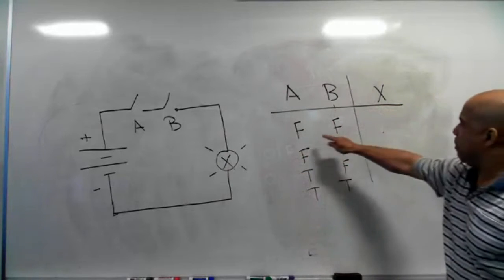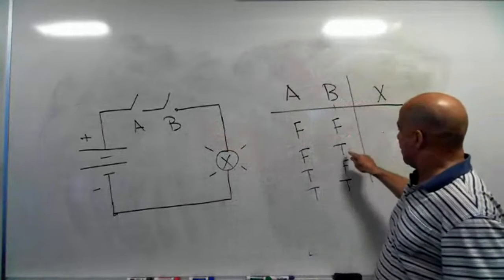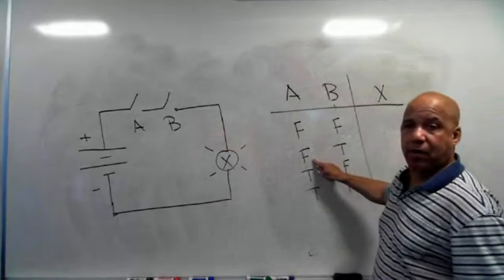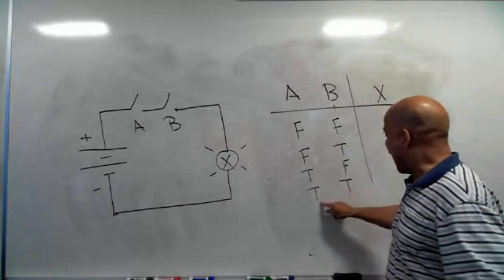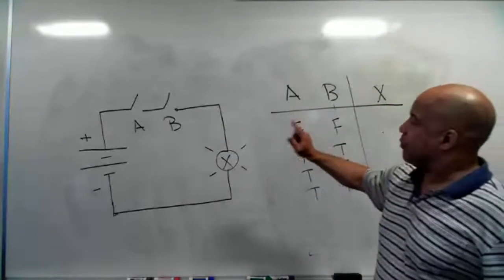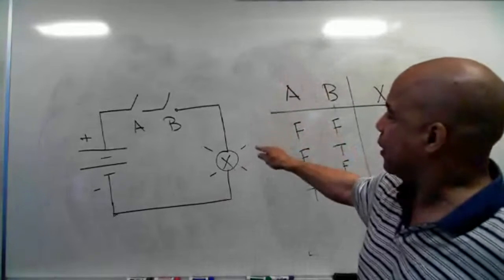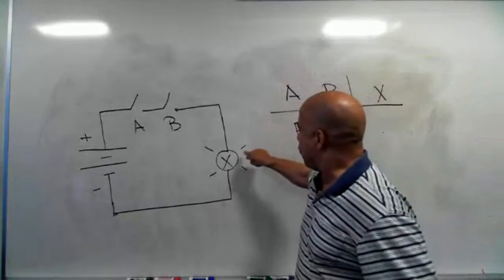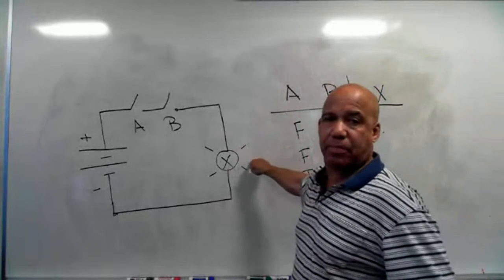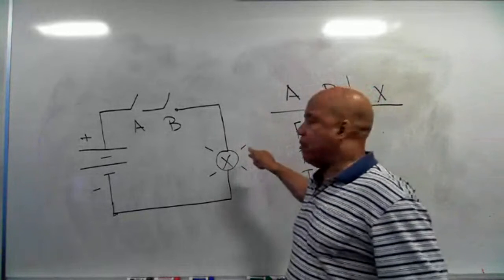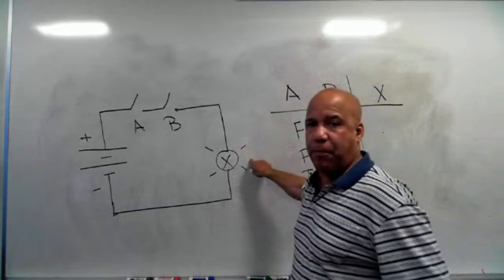All right, so both switches can be open like they are right now. That's this condition. Maybe I close B and open A, or maybe I'll close A and open B, or maybe I have them both closed. No matter what I have though, if you look at this circuit, what's the only state of switch A and B that will allow me to turn the light bulb on? What's the state of switch A and B that will allow me to have an output?